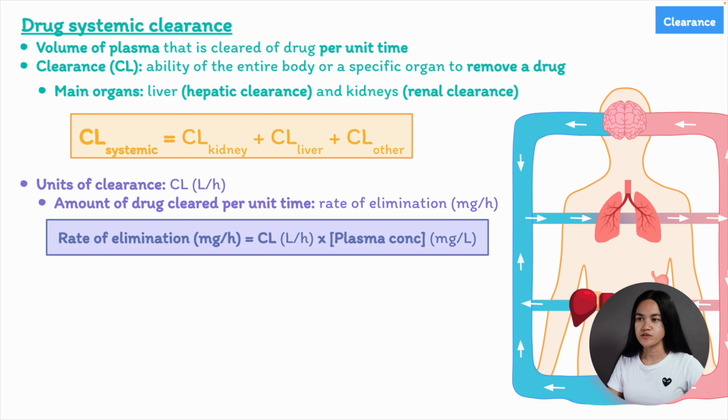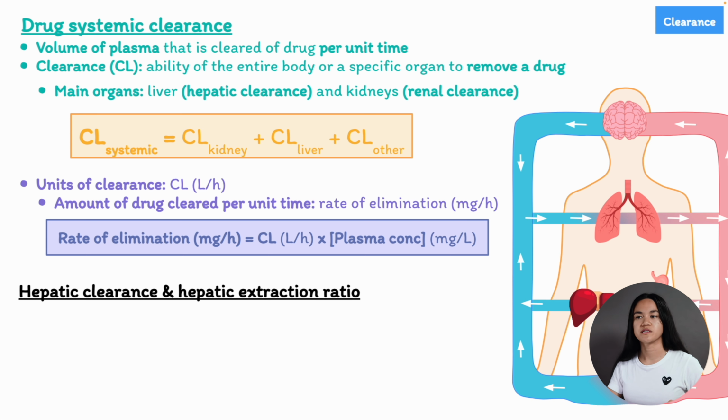The following equation right here will relate clearance to the rate of elimination. Okay, so the rate of elimination in milligrams per hour is equal to the clearance in liters per hour multiplied by the plasma concentration of the drug in milligrams per liter. Okay, so the clearance accounts for all the processes in the body that are going to eliminate the drug. Let's take a closer look at the hepatic clearance. This parameter describes how the liver eliminates a drug.